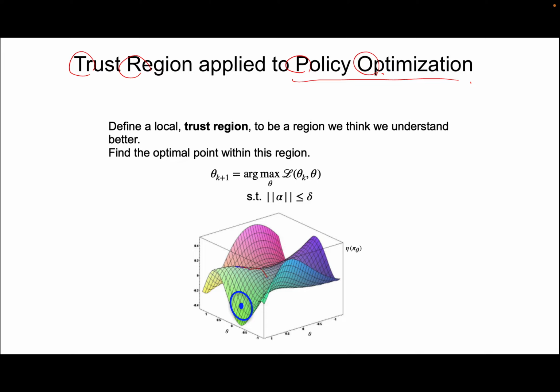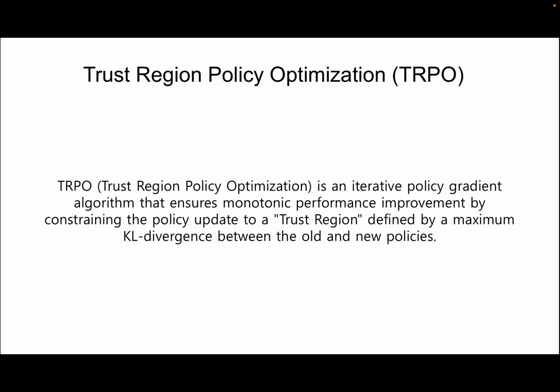But the special thing about TRPO is introducing the trust region. Define a local trust region to be a region we think we understand better, and find the optimal point within this region, right? Actually, in the previous class, we studied somewhat similar things. Let's say this one first.